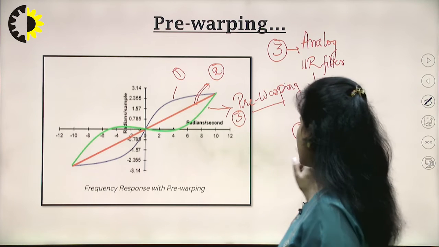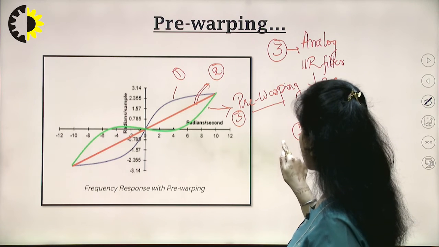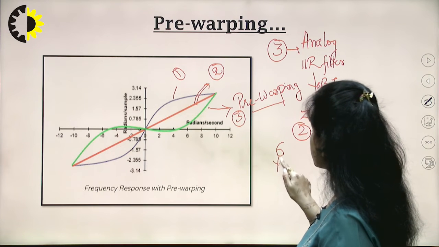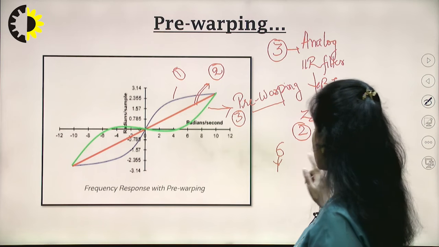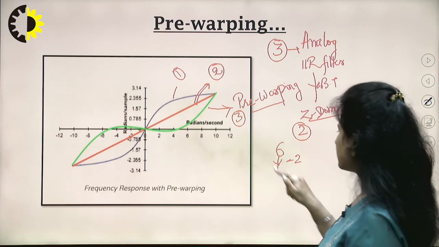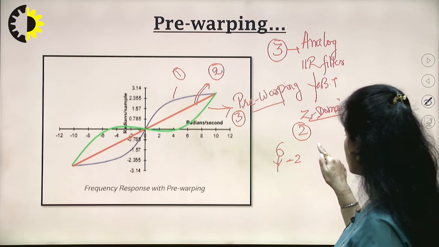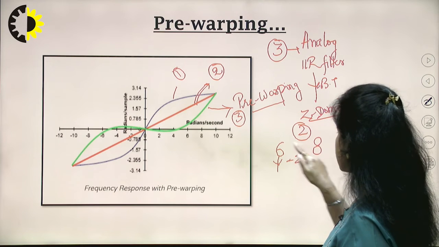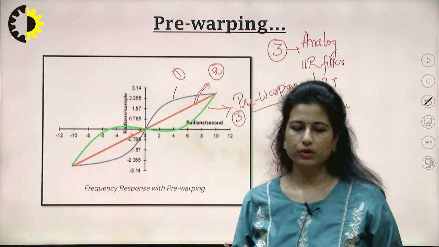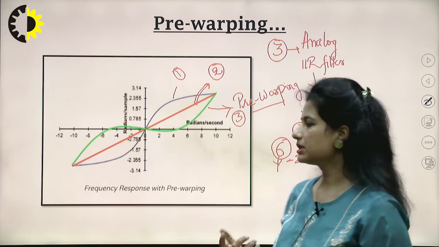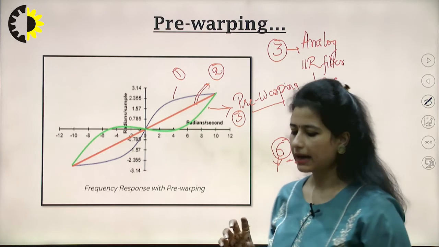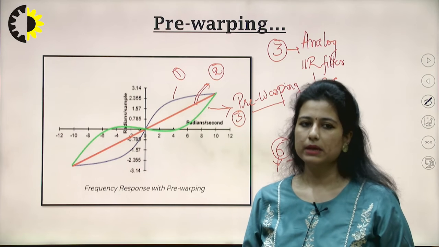Or in simple language, if I want an output of, say, 6, and I know that my system changes this output by, say, a factor of minus 2, I would input to the system a value which is 8. So the desired value 6 would be obtained. Changing the input is what we call pre-warping, changing the input in such a direction that whatever effect there is from the bilinear transformation would be cancelled out.